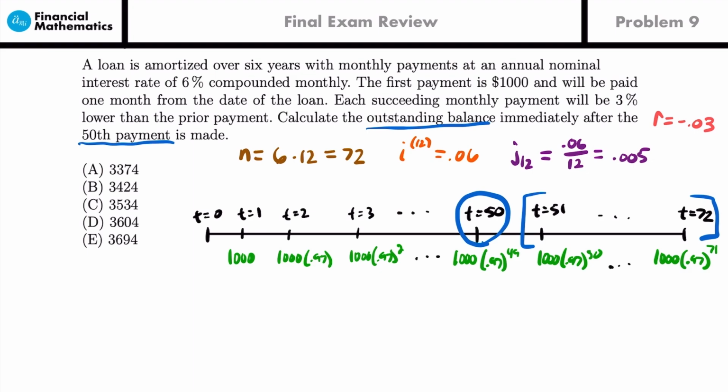That's really all we're doing here. It just looks a little bit different because we're calculating a specific outstanding balance rather than the present value of an entire set of payments forming a geometric progression. Okay, so let's write out some of the terms here.